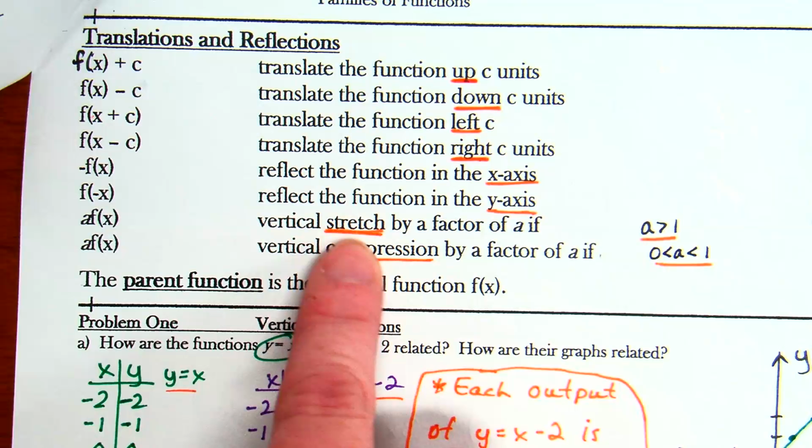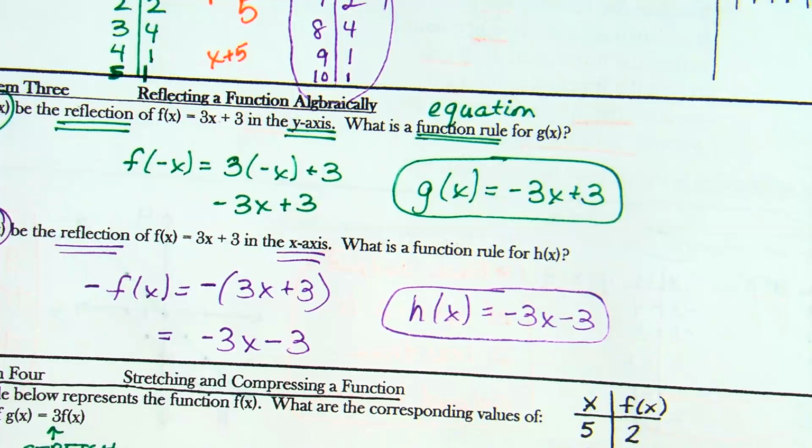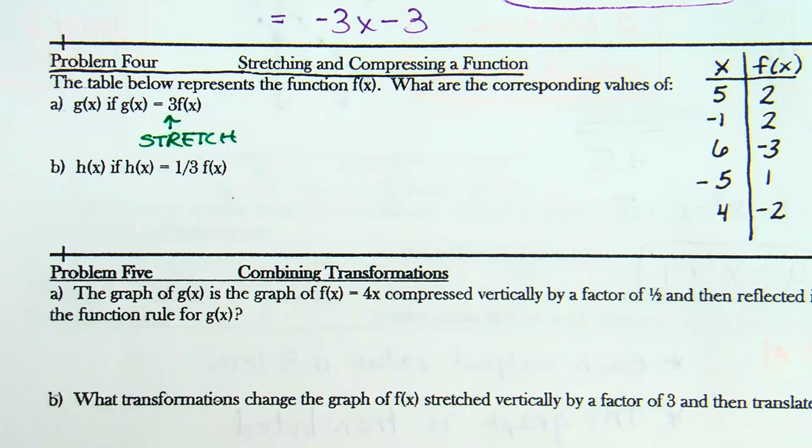Lost on my screen here. So we're going to be doing a stretch. Now, here's the deal. We don't really have to know that it's a stretch for what we're doing here. It says to find g of x, but in order to find g of x, we're going to do 3 times f of x. And it wants us to write the corresponding values. So in this area here, I'm going to write a new xy chart.